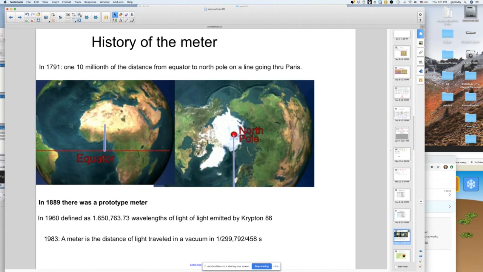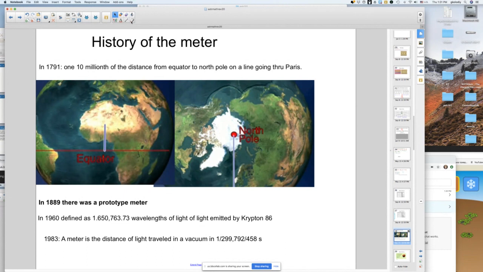There was, first of all, a prototype of a meter, and there was an original meter stick in a museum. It was in a cage, enclosed in glass. But in 1960, it was redefined as 1,650,763.73 wavelengths of light emitted by an atom called krypton 86.